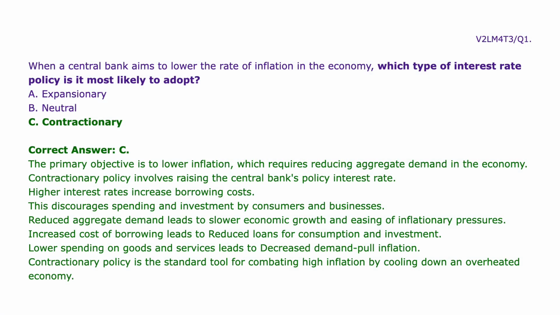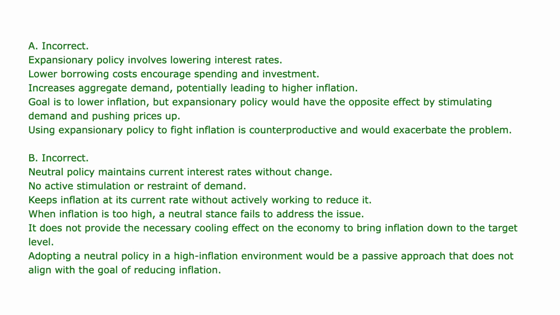Lowering inflation requires a contractionary policy, raising interest rates to reduce borrowing, spending, and aggregate demand. This cooling effect slows growth and eases inflationary pressures. Expansionary would lower rates, stimulate demand, and actually increase inflation, the opposite of the goal. B. Neutral keeps rates unchanged, which fails to actively reduce inflation in a high inflation environment.